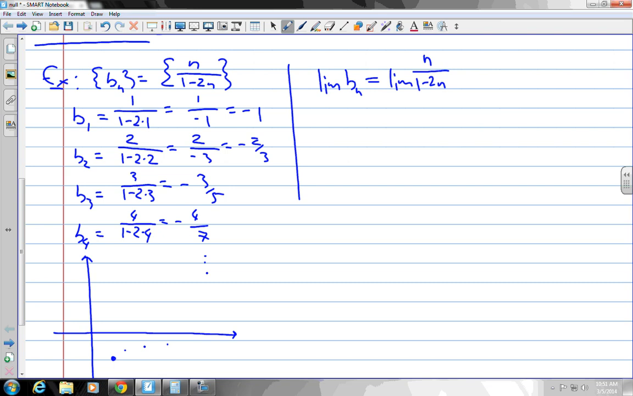Divide all the terms by n, that's one way to go. If I go 1 over n, 1 over n, so that is the limit, again, n goes to infinity. I'll write it here. So it's 1 over n minus 2.